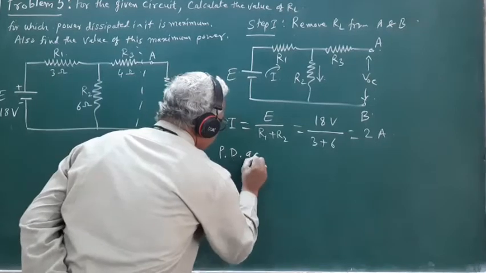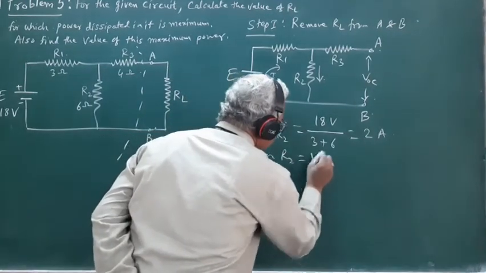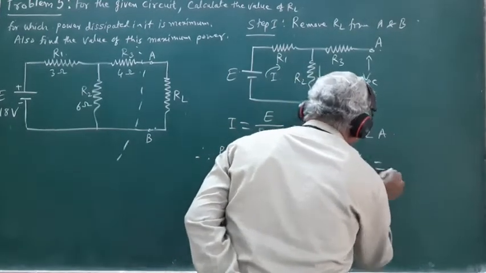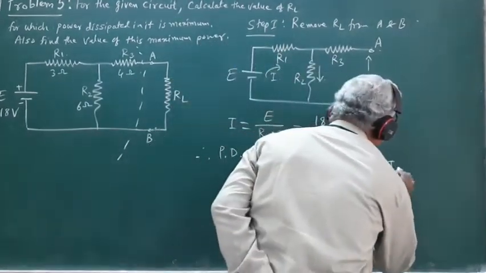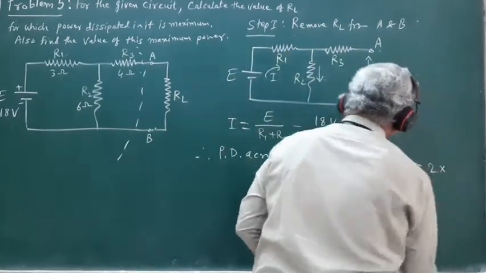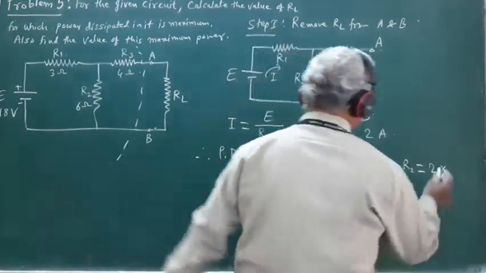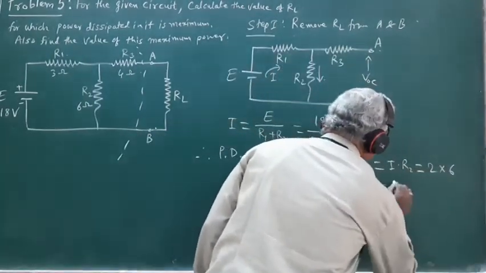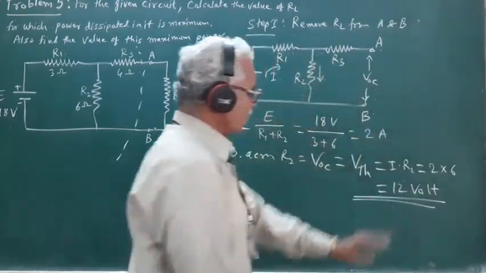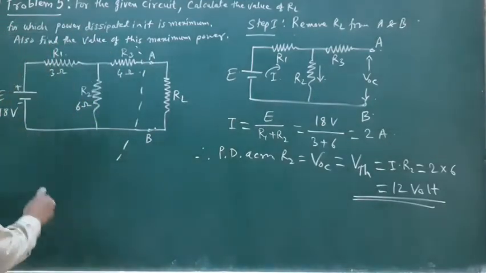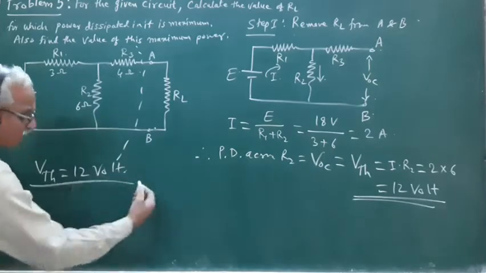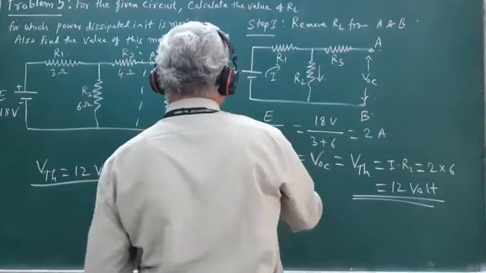So knowing the current flowing through this resistance R2, we can find out the potential drop across R2. Therefore, the drop across R2, which is nothing but equal to VOC, and hence this is nothing but VTH, is equal to I into R2. I is 2 amperes multiplied by R2 is 6 ohm. So this is equal to 12. So the value of VTH works out to be equal to 12 volts. This is the value of VTH.